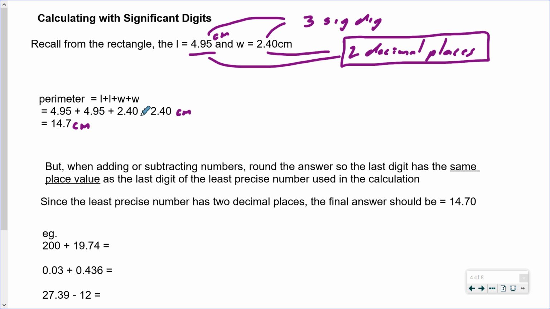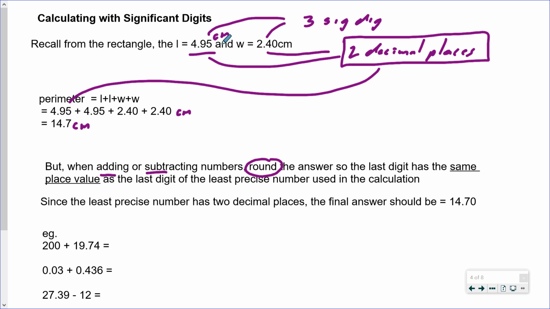However, even though this number here is correct in terms of what you will get when you plug these numbers into your calculator, once again, every single one of these is to the same degree of accuracy, and it's 2 decimal places. So this is what the rule says for adding and subtracting. When adding and subtracting numbers, you are going to round your answer so the last digit of your answer has the same place value as the last digit in the least precise number used in the calculation.